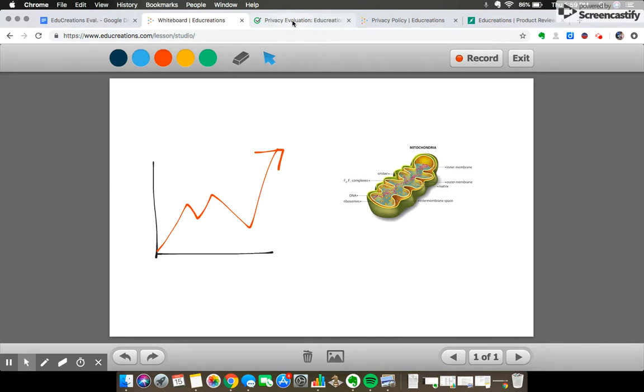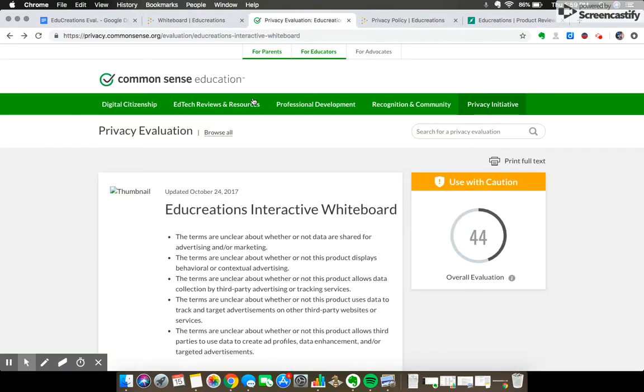All right, privacy, on the other hand, is a different story. So I'm going to partially defer to the Common Sense Education website on this one, which describes Educreations' privacy policy as fairly vague and unclear as to whether it does or does not sell its users' data for advertising purposes.